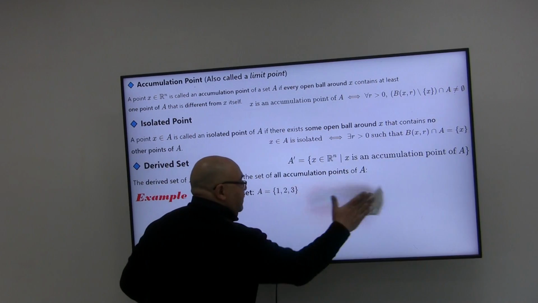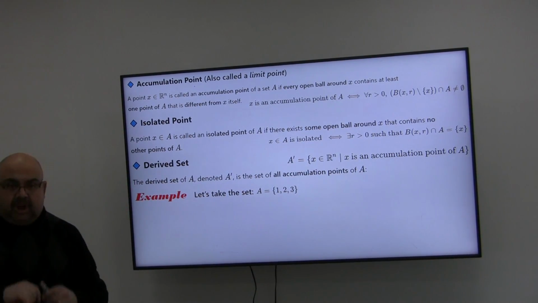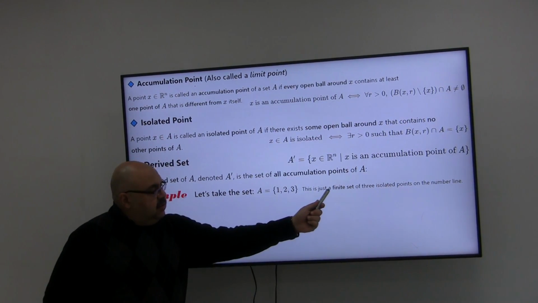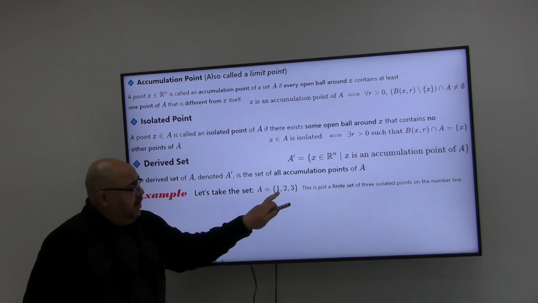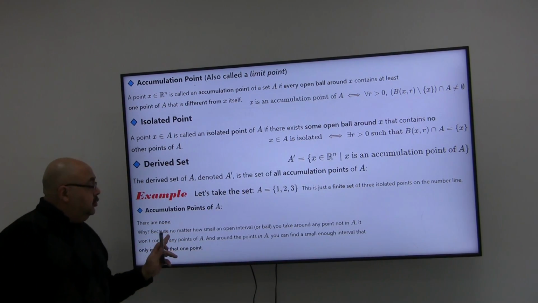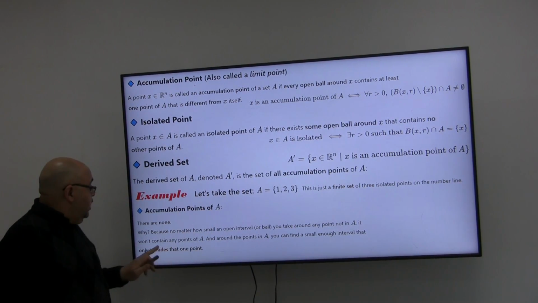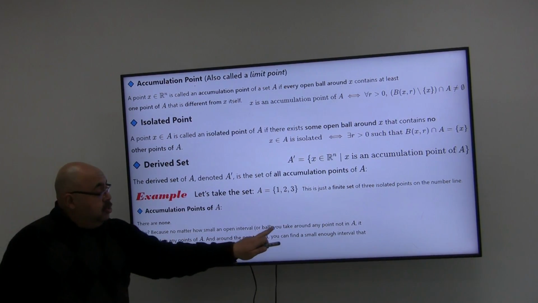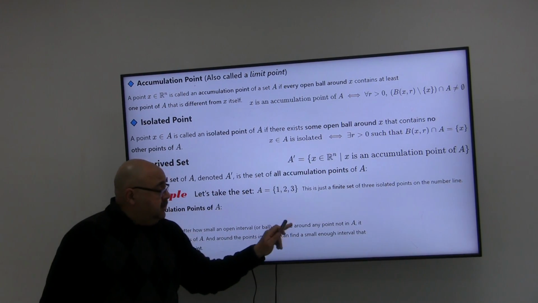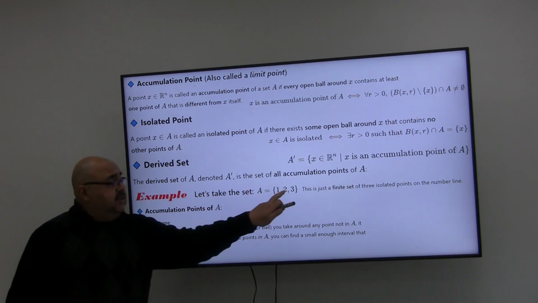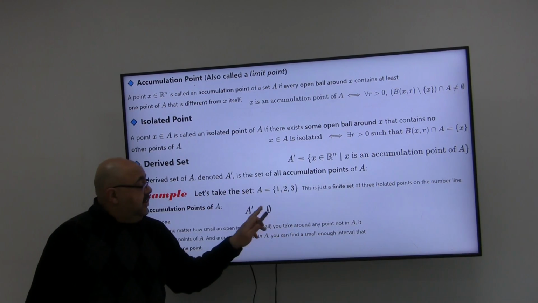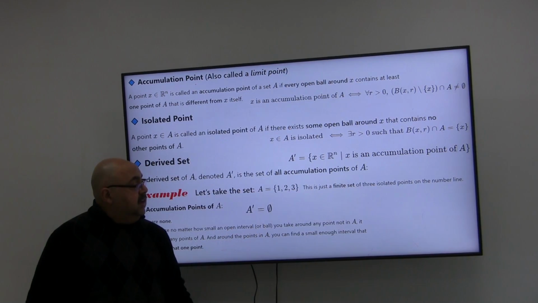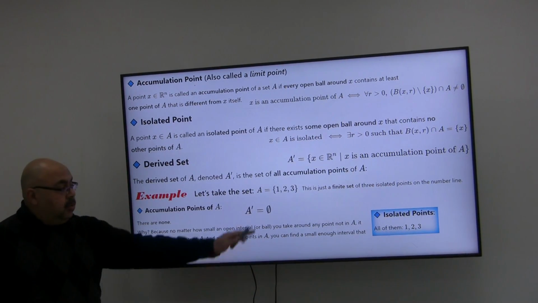I'll give you another example right after this, to explain the idea of accumulation points. This is just a finite set of 3 isolated points on the number line. So whatever you try to find an accumulation point, you can't, because no matter how small an open interval or open ball you take around any of these points, the only intersection is the point by itself. So it's a set of isolated points. Here A dash, the derived set or the accumulation points, is empty. All of them are isolated points.